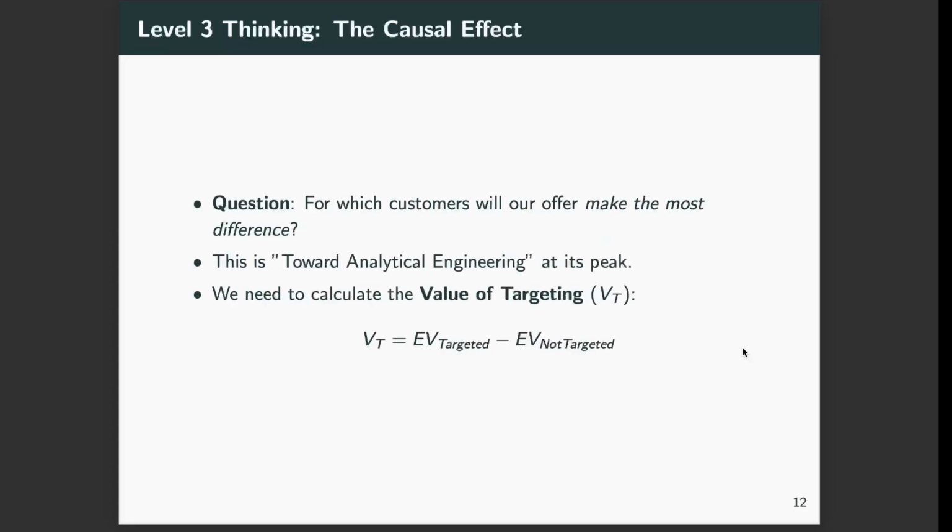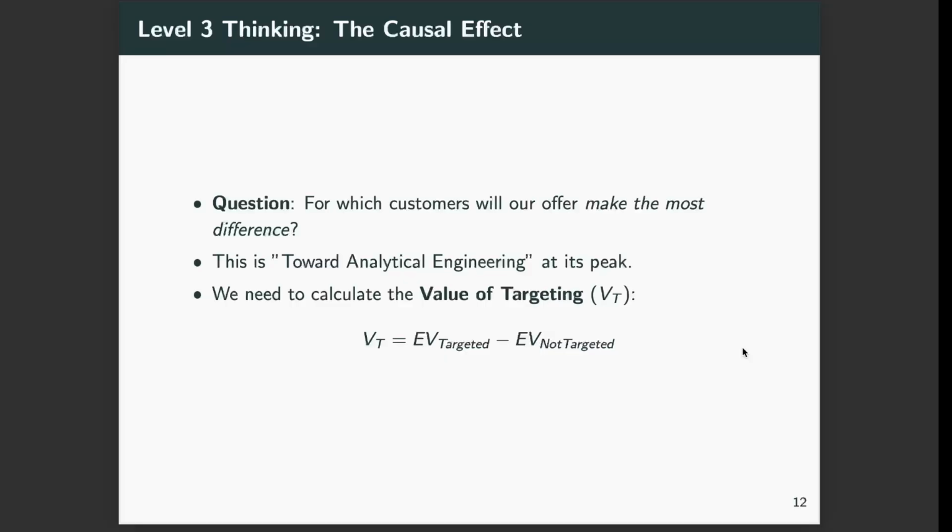Slide 12, level 3 thinking, the causal effect. Level 3 thinking is where analytical engineering reaches its full sophistication. The question we now ask is not just who is likely to churn, and not just how valuable are they, but for which customers will our retention offer actually make a difference? This is a causal question. We are asking about the causal effect of our intervention on the customer's behavior. And this is what makes it so much harder and so much more valuable than level 1 and level 2 thinking.